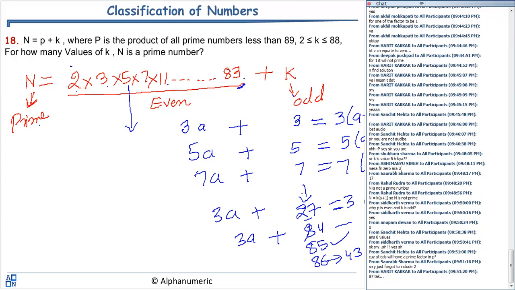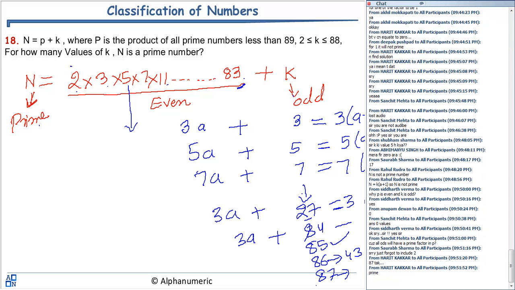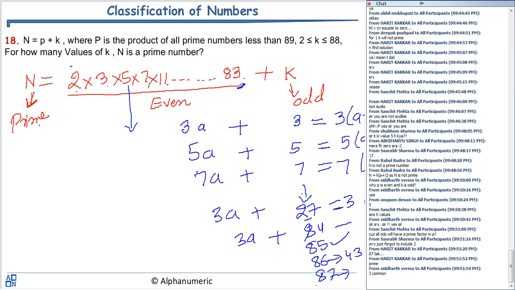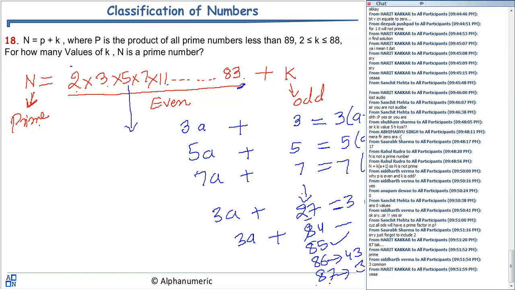If you take 87, what is 87? Is it a prime? No. 87 is a multiple of 3, so 3 will be common. And in 88, 4 will be common. So the answer is what? 0. Because this number will always be a multiple of a certain number, so this can never be a prime number. So the answer is 0.